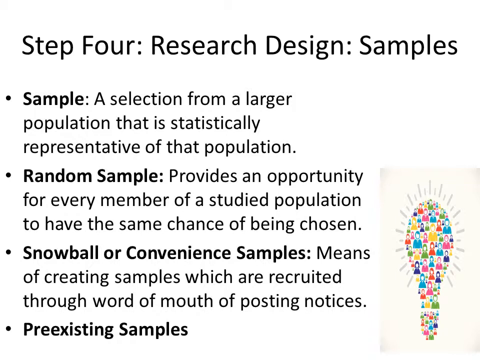A research design will typically include a sample, which is basically a selection from a larger population that is statistically representative of that population. There are several types of samples, but a random sample is considered the most common. Random samples offer a chance for every member of a studied population to have the same opportunity of being selected.